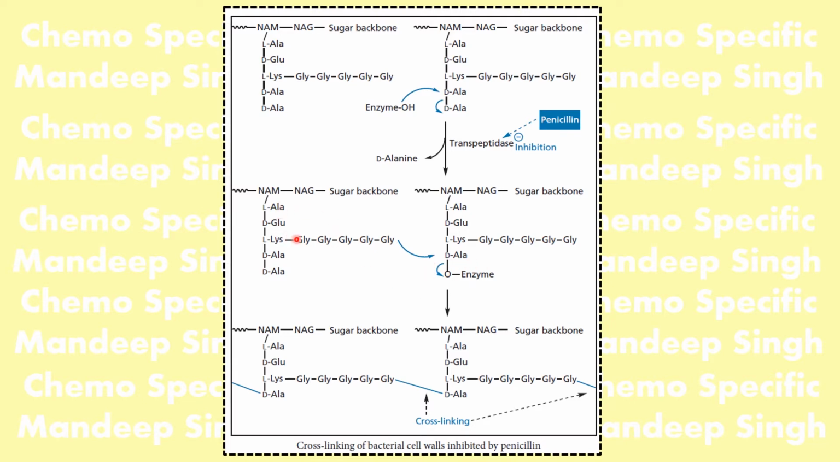So what we talked about, pentaglycine. So this is 1, 2, 3, 4, 5. So this is a pentaglycine chain. This glycine comes, it attacks the D-alanine, and the enzyme leaves. So what this transpeptidase enzyme has done is that it has helped in interlinking. This bond formation between the glycine and D-alanine has been facilitated by the enzyme transpeptidase.